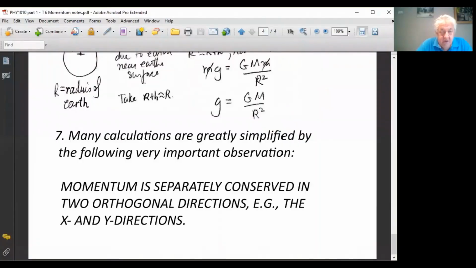Okay, I'll go to the notes. We come to our final but very important item, conservation of momentum in separate orthogonal directions. Many calculations are greatly simplified by the following very important observation. Momentum is separately conserved in two orthogonal directions, e.g. the x and y directions. This was an observation made by Newton, which enabled these calculations to be greatly simplified.